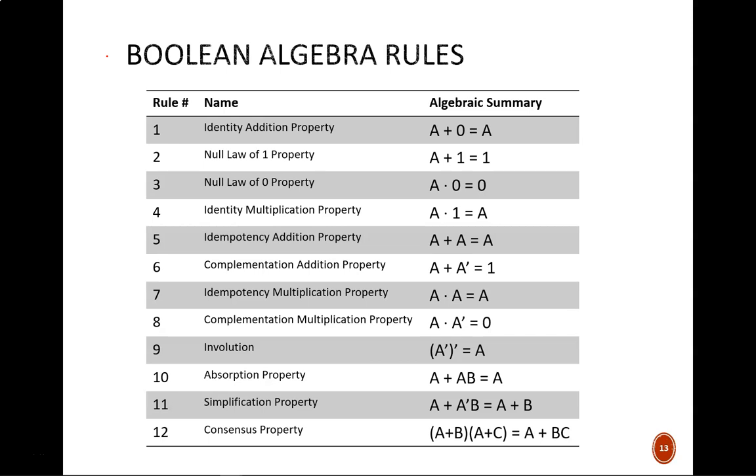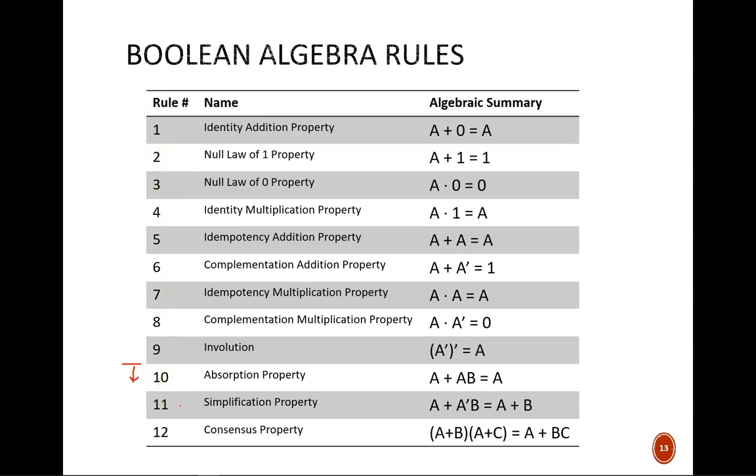Buongiorno. Over the next two videos, we'll learn about these 12 rules of Boolean algebra. This video will focus on the relatively simple rules 1 through 9, and next video will cover rules 10 through 12. Note that these rule numbers are arbitrary. I just use those numbers to help with discussions.